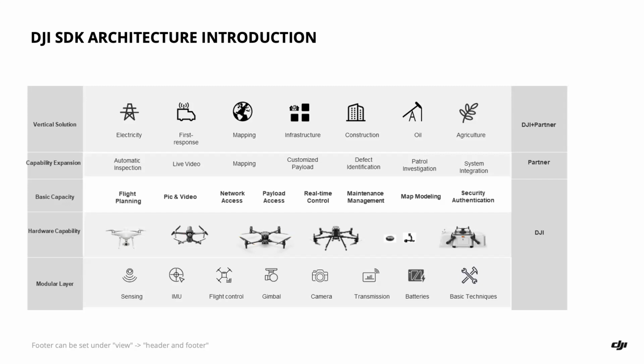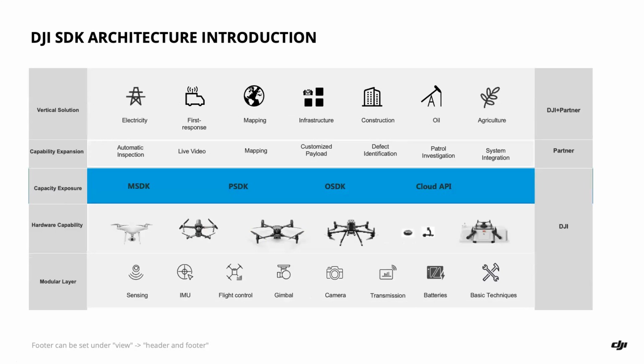These developers are able to reference different modular layers, including sensing, IMU, flight control, gimbal, camera, transmission, batteries, and different software layers within our systems. Different hardware, including drones, payloads, and even our new DJI dock. This capacity is exposed through our different software development kits and the Cloud API, which we'll get into further here today.